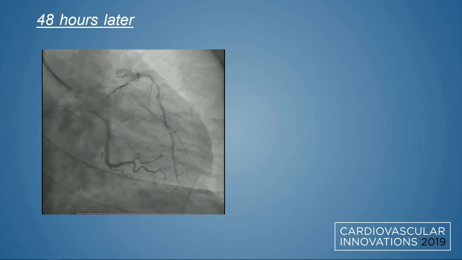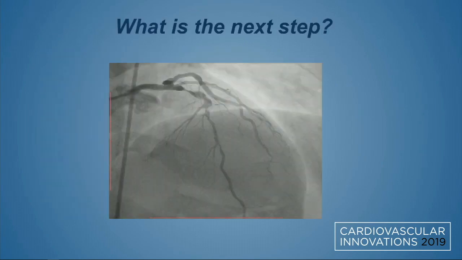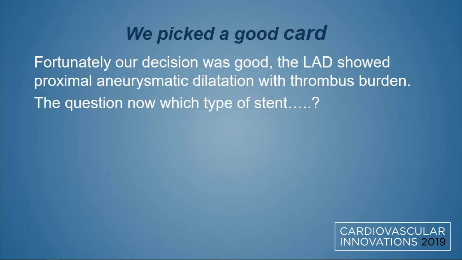This aneurysmal dilatation in the proximal LAD. So what is the next step? We picked the second look. Fortunately, our decision was good. The LAD showed proximal aneurysmal dilatation with thrombus burden.